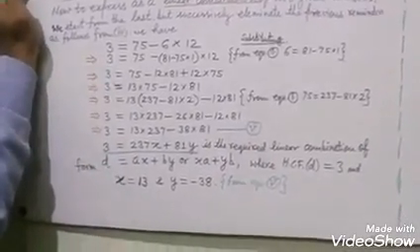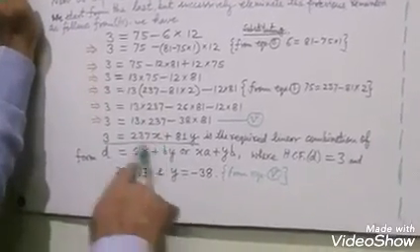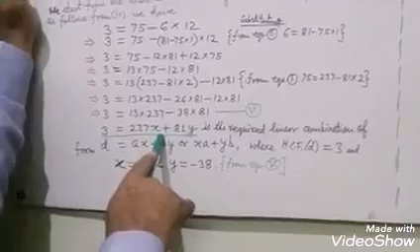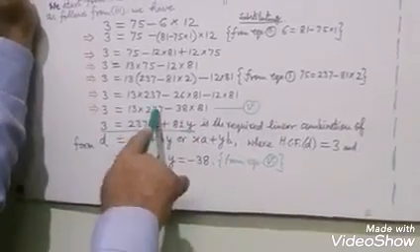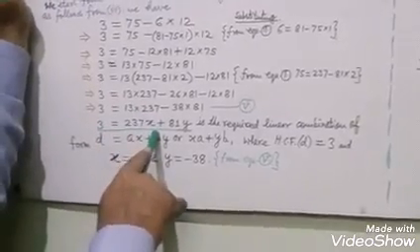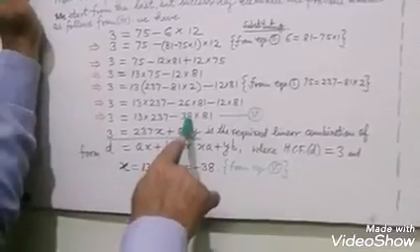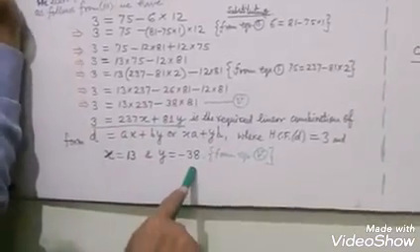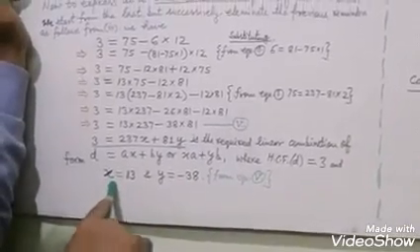Now this is the linear combination for the given numbers: 3 = 237x + 81y, where the coefficient of 237 is 13, so the value of x is 13, and the coefficient of 81 is minus 38, so the value of y will be minus 38. Hence we can find the values of x and y.